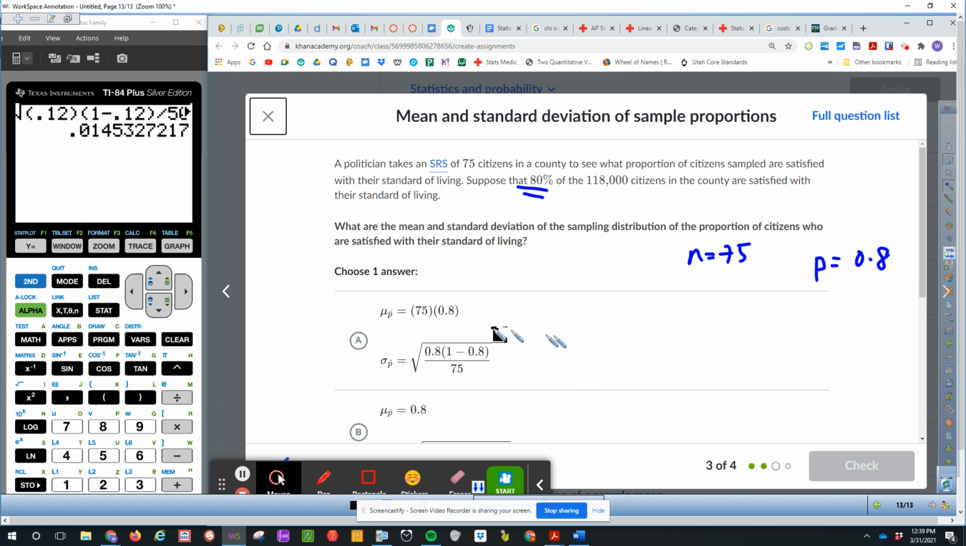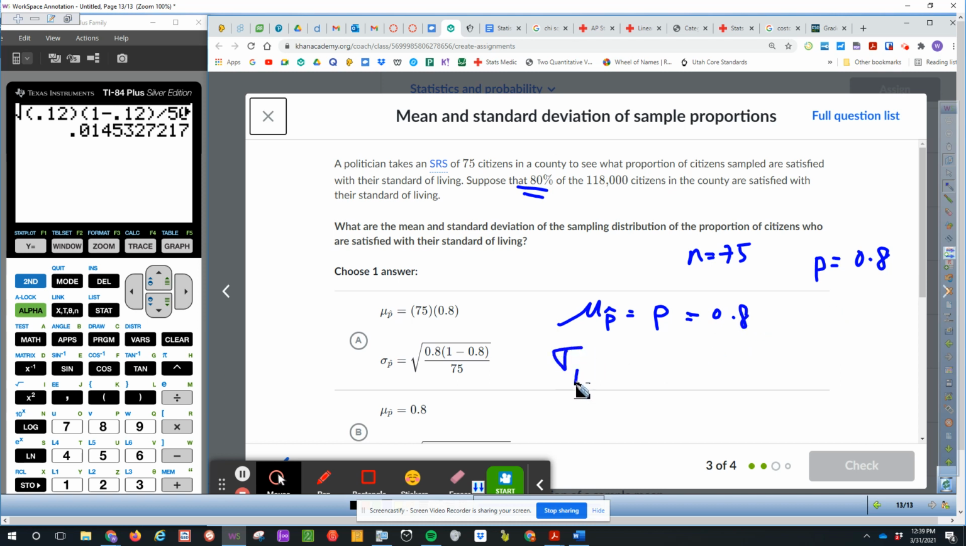So there's a formula that goes like this. Mu of p hat goes with P, the mean of the sampling distribution of the sample proportion. And we know that because this is an unbiased estimator, the mean of the sampling distribution of the proportion should be the same as your population proportion. And that should be 0.8.